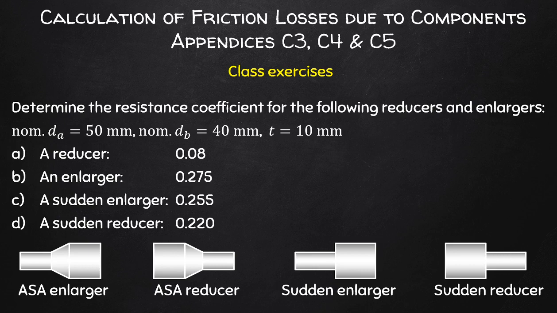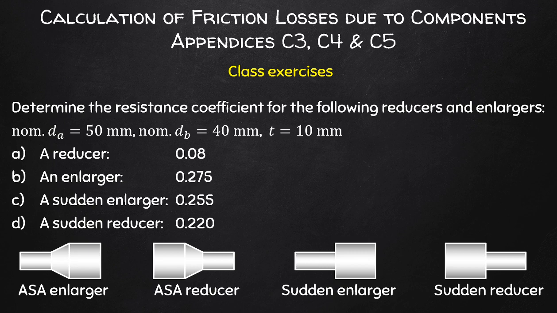Another exercise you can try yourselves is making use of the various appendices to calculate resistance coefficients K for reducers and enlargers. If you turn to Appendix C4 and look at the right-hand page, you will see a chart that can be used to determine the Kr value, which is on the y-axis, by first calculating the ratio of dA to dB, find this ratio on the x-axis, and then locate the point that corresponds to this point on the line, which corresponds to one of 4 scenarios.